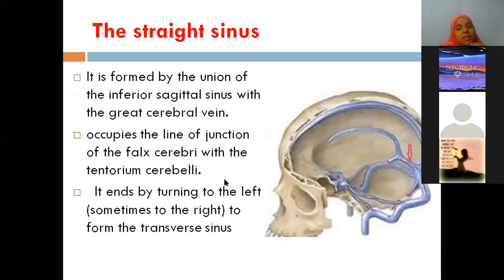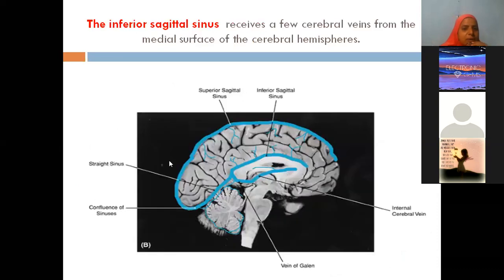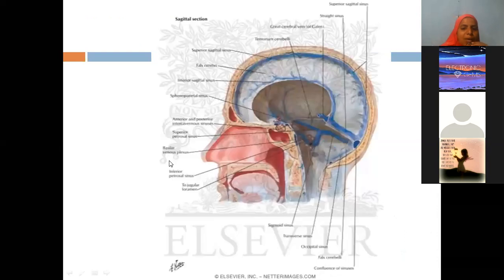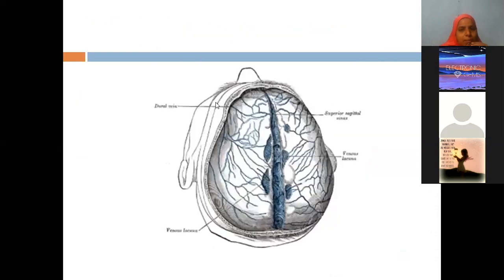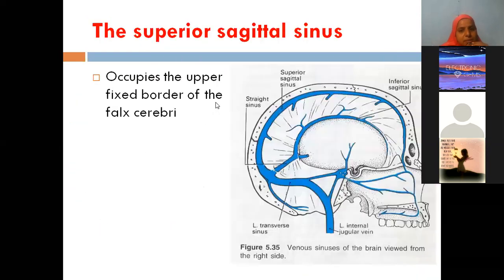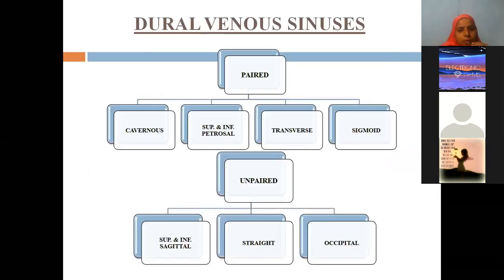Whereas when you have seen the first picture like this, like superior sagittal sinus, inferior sagittal sinus, straight sinus, okay, some sinuses are only one in number. So we call them as unpaired sinuses. Okay, you got an idea how they look? So now the paired ones, okay, we have cavernous, superior and inferior petrosal sinus, transverse and sigmoid.